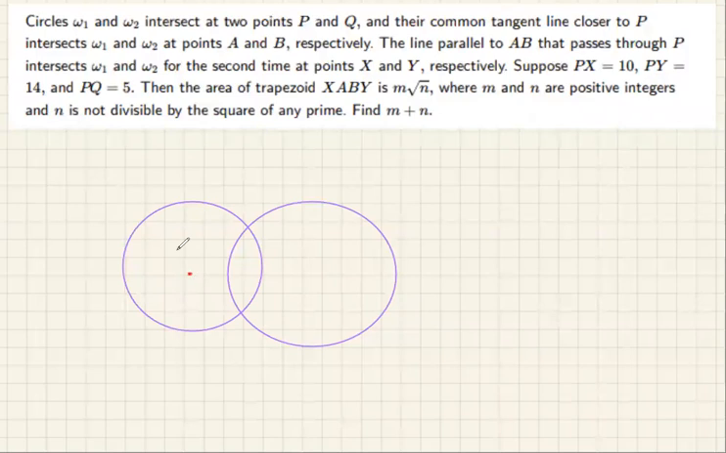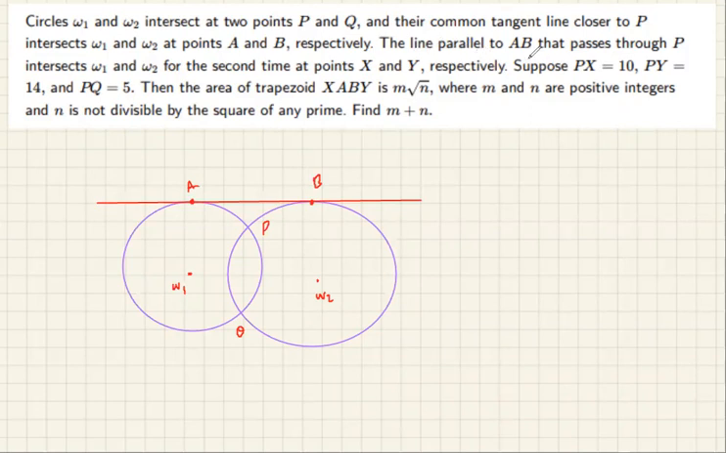So let's call this circle 1, and let's say this is 2. The circles are intersecting at P and Q, so let's call this P and this Q. And their common tangent line closer to P, which is somewhere right here, is intersecting the circles at A and B. It will be something like this. Then we are told these tangent points are A and B. So this point right here is A, and this point is B.